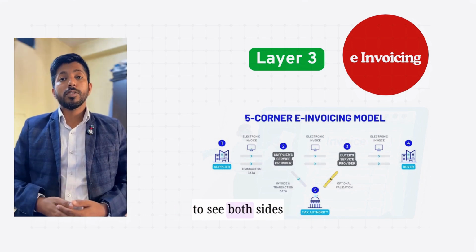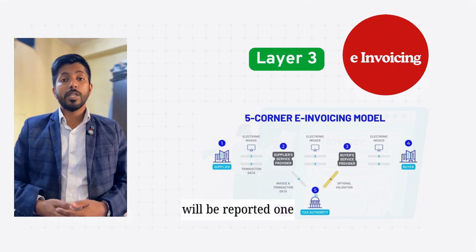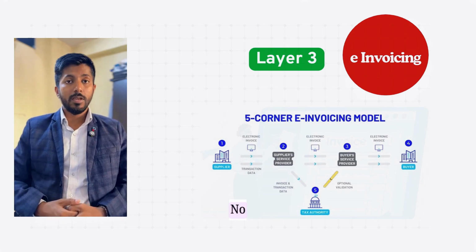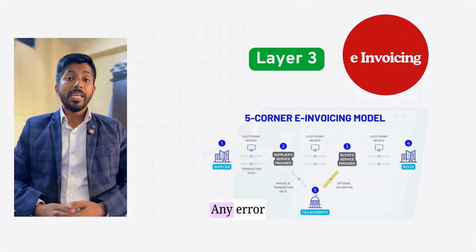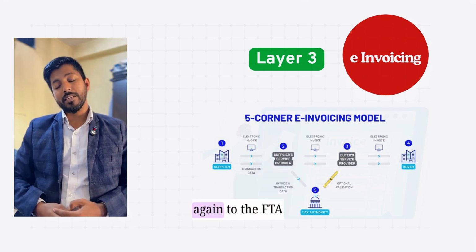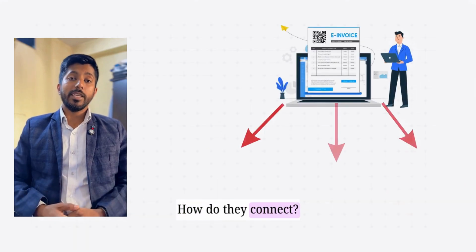The FTA will be able to see both sides of every transaction instantly. That is, the same transaction will be reported once from the seller side and again from the buyer side as well. No more fixing of errors. Any error can be rectified only through credit notes, which will be shared again with the FTA via the same process. So let's understand how they connect.